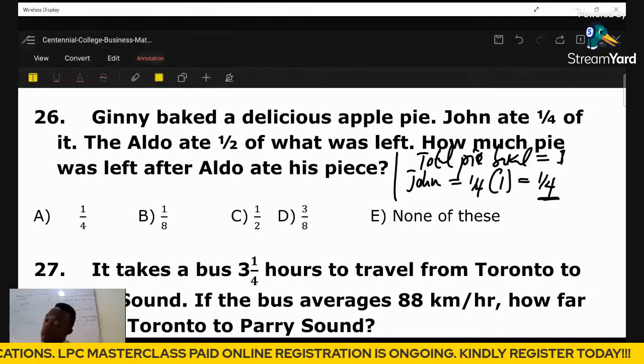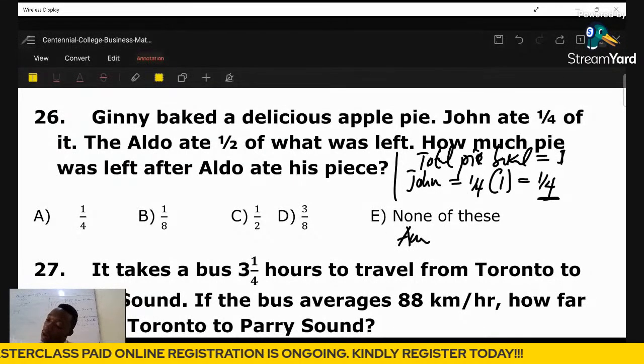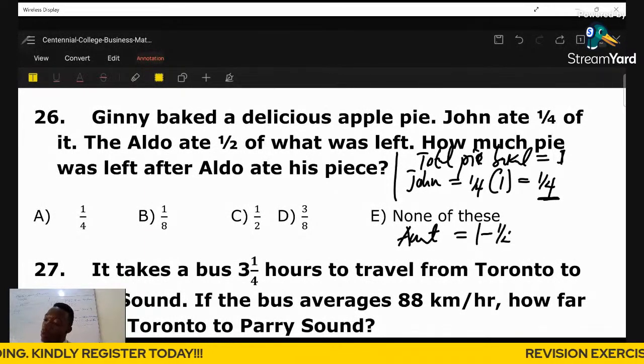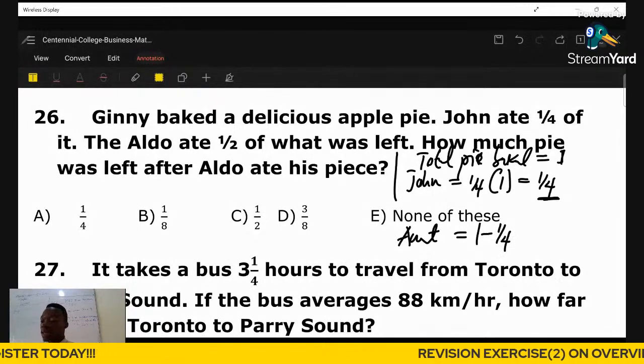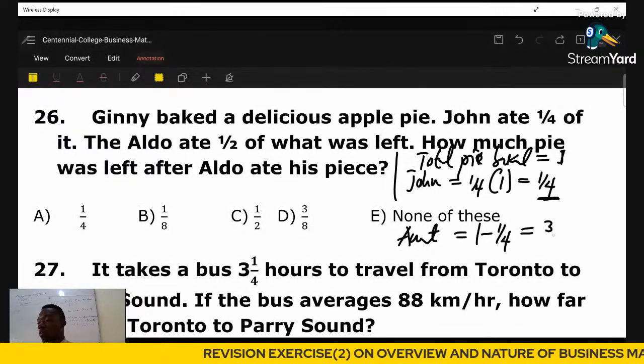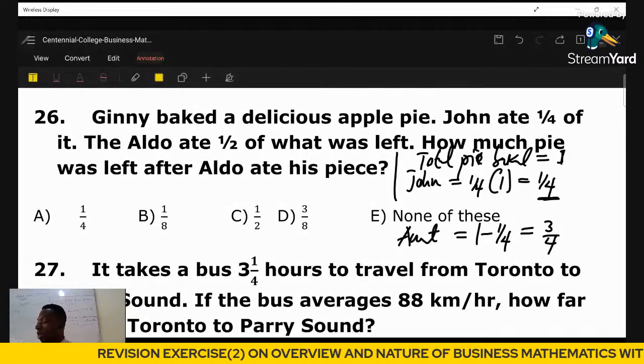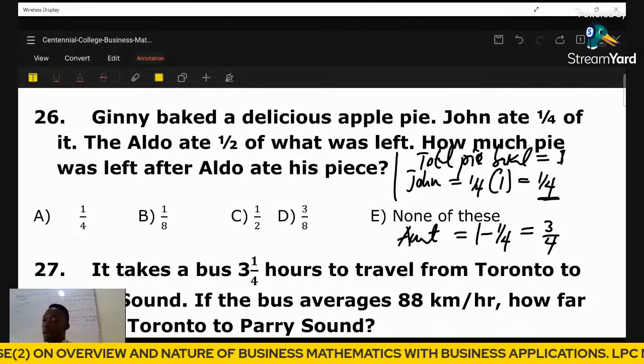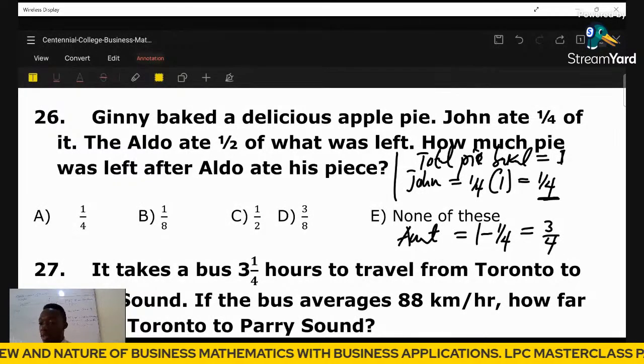To know the amount of pie left, the amount remaining should be equal to 1 minus the amount that John ate, which is 1 over 4 taken from 1, and you should be able to get 3 over 4. So this is the amount remaining at the end of the day.